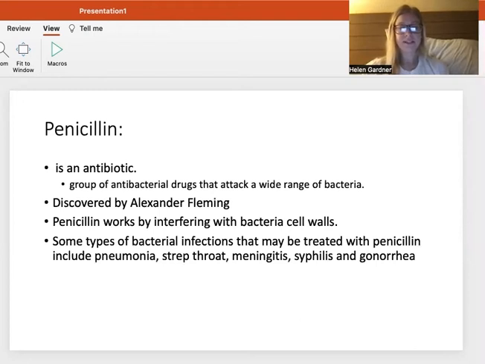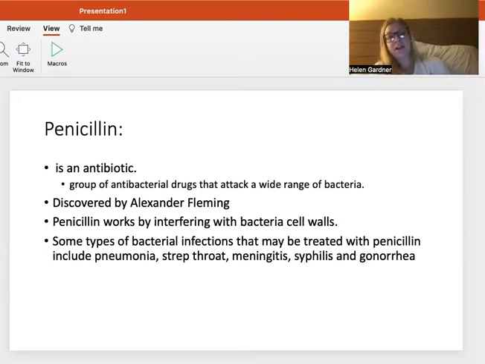So, penicillin is an antibiotic. It's a group of antibacterial drugs that attack a wide range of bacteria. Experts credit Alexander Fleming with the discovery of penicillins, and penicillins work by interfering with bacterial cell walls. Some types of bacterial infections that may be treated with penicillin include pneumonia, strep throat, meningitis, syphilis, and gonorrhea.